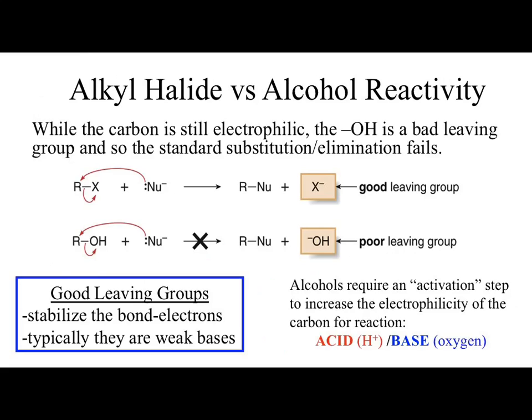Okay, so we have to remember back our good leaving groups. Our good leaving group needs to be able to stabilize the electrons that it's taking with it. So halides were great because they were big and electronegative. Hydroxide is just electronegative. It needs to have that size effect as well to be able to take the electrons nicely. Okay? Questions? Okay.